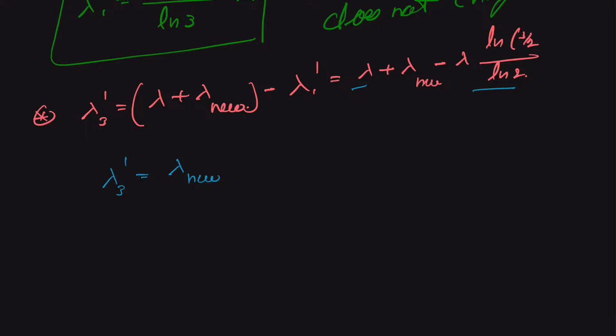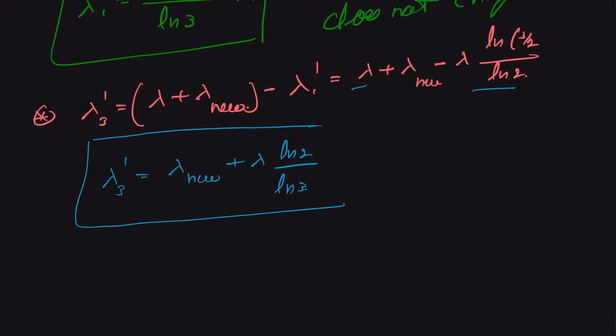Plus lambda, we can take as common, so it will be coming as 1 minus, and you can take natural log of 2 as LCM, so this will be minus. So this will be coming as natural log of 2 divided by natural log of 3. So this is our new charge on our shell number 3.